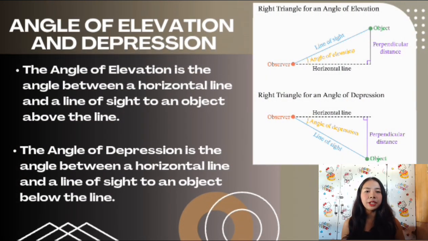The angle of elevation is the angle between a horizontal line and a line of sight to an object above the line. The angle of depression is the angle between a horizontal line and a line of sight to an object below the line.